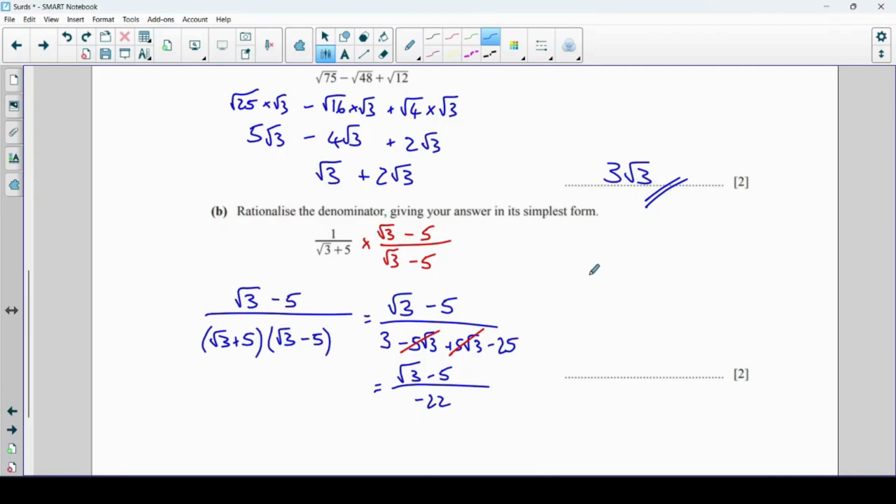Now, we don't really like having negatives on the bottom of the fraction. What we usually do if we have just one number that's negative on the bottom of the fraction like that, is we multiply top and bottom by -1. If I do that, I get minus root 3 plus 5 over 22, and then just to make it a little bit neater, I'm going to put the 5 first. So 5 minus root 3 over 22. That's probably the neatest way to write that one.